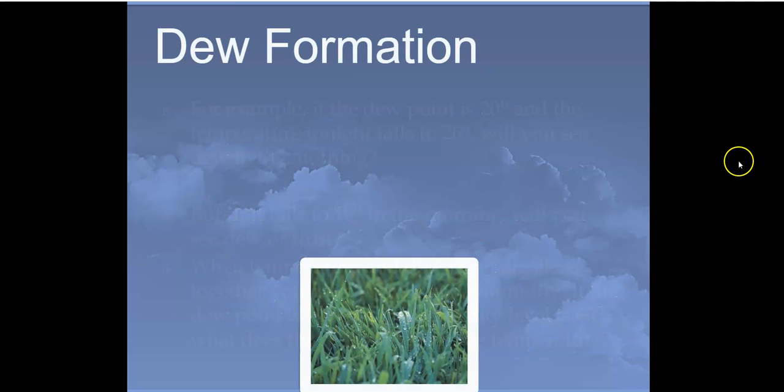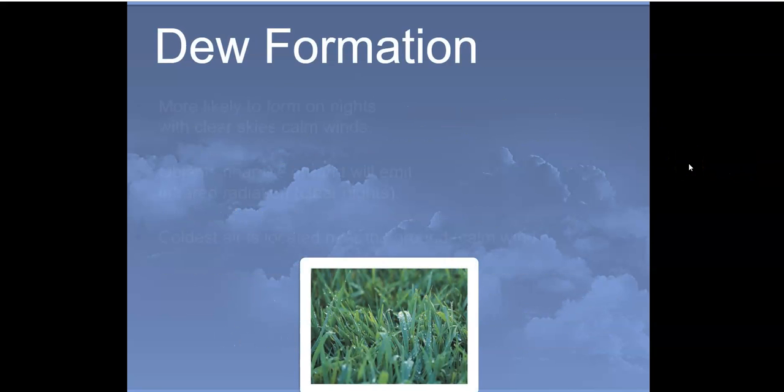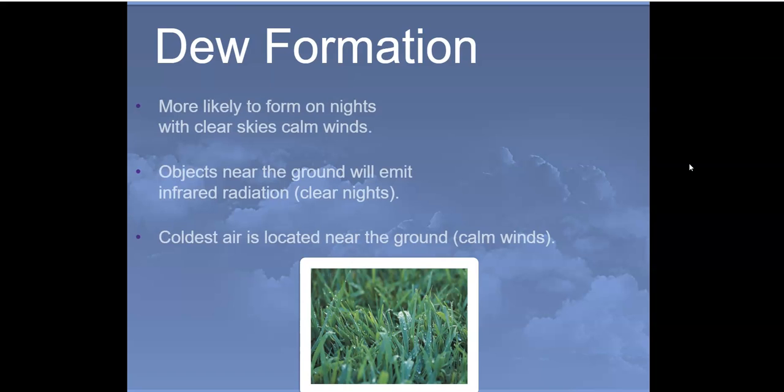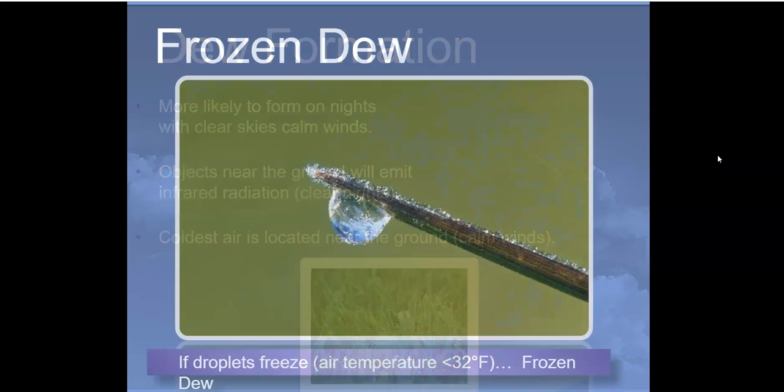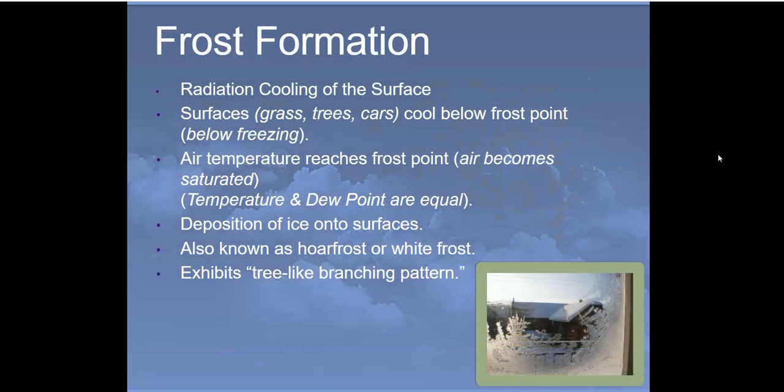So dew formation. Dew is more likely to form on nights with clear skies and calm winds. Objects near the ground will emit infrared radiation on those clear nights. The coldest air is located near the ground when we have calm winds. If the droplets freeze, so if the air temperature is below 32 degrees Fahrenheit, we'll end up with frozen dew, which is different than frost.